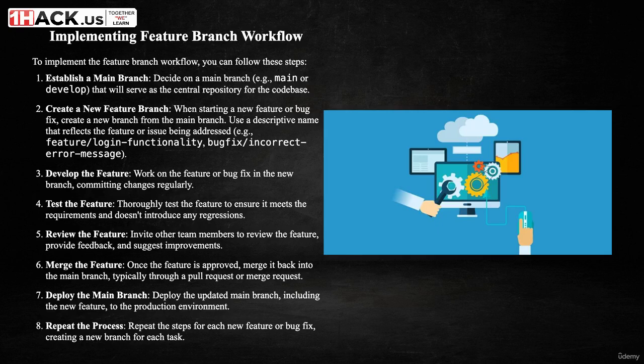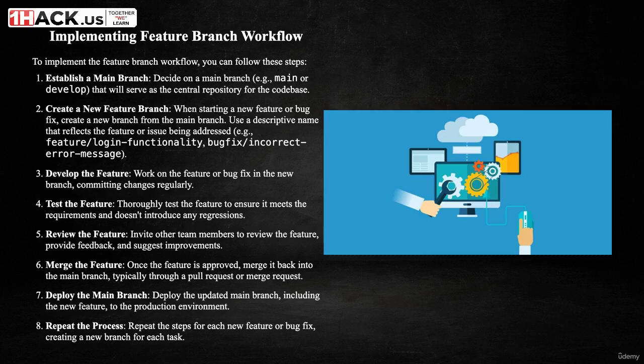3. Develop the feature. Work on the feature or bug fix in the new branch, committing changes regularly. This allows you to experiment, test, and refine your work without affecting the main codebase. 4. Test the feature. Thoroughly test the feature to ensure it meets the requirements and doesn't introduce any regressions or unintended consequences.